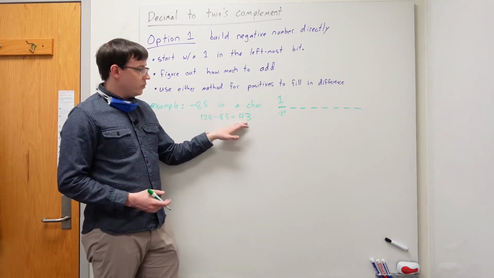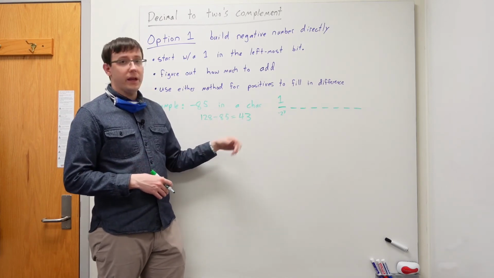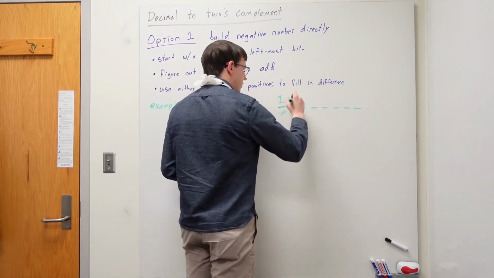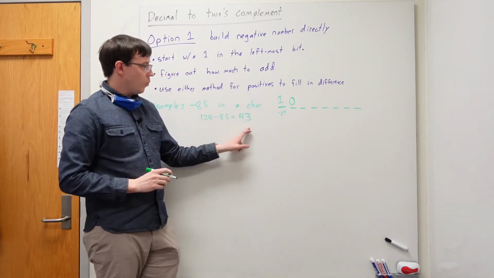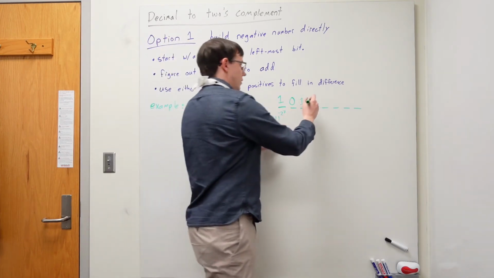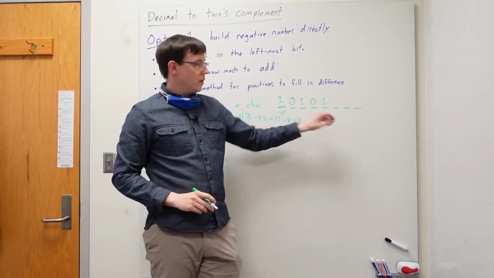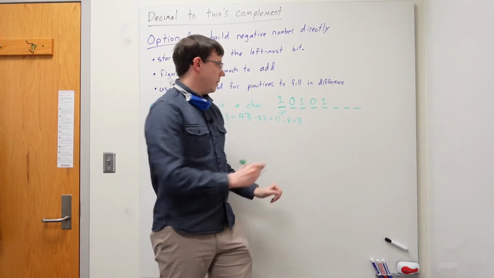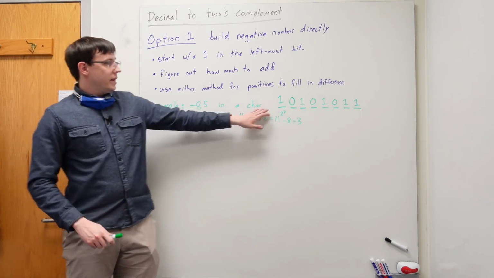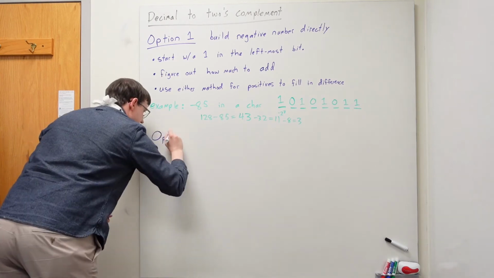We can now use either top-down or bottom-up to come up with our representation for 43. Let's do it top-down. So there are no 64s. There's a 32. No 16s, but there is an 8. No 4s, but there is a 2 and a 1. And so now we have a representation of -85 as an 8-bit signed integer.